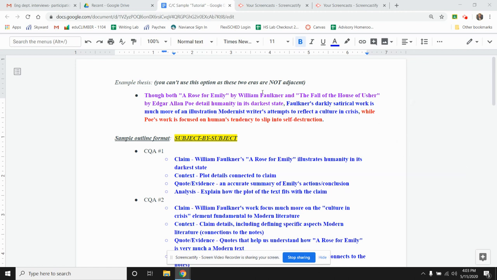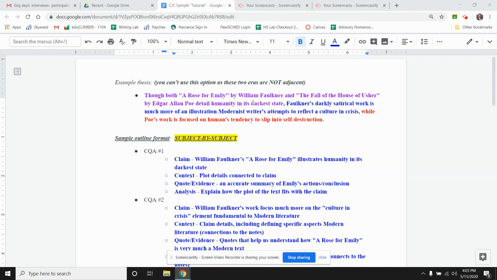What I have open here is the same sample outline that was pushed to you guys on Canvas. It was done so with the initial comparison contrast assignment within Canvas. It starts with a sample thesis.